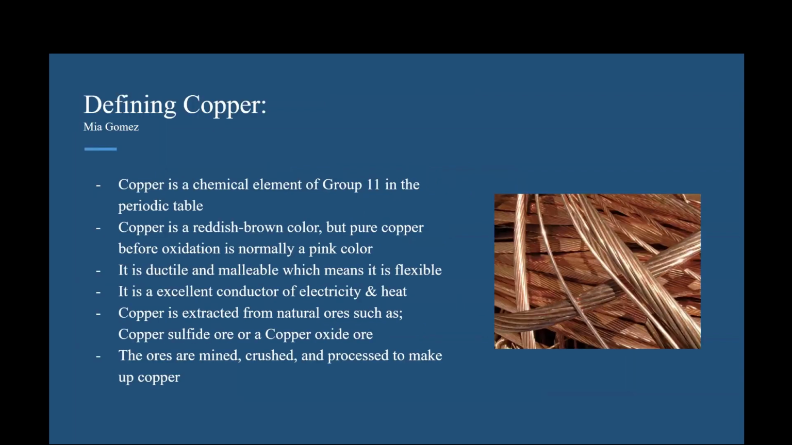Defining copper. A quick description about copper is that it is a chemical element of group 11 in the periodic table. Copper is a reddish brown color, but pure copper before oxidation is normally pink. Copper is ductile and malleable, which means it is flexible. Copper is an excellent conductor of electricity and heat.